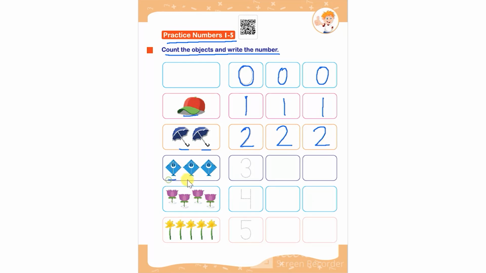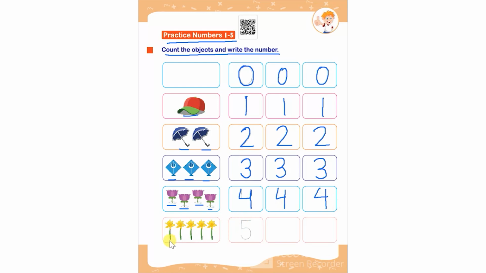After that, there are 1, 2, 3 objects given over here. So the child has to trace the number 3 and then they have to write the number 3 on their own in the next two boxes. After that, there are 1, 2, 3, 4 objects. So the child has to trace the number 4 given over here and then they have to write the number 4 in the next two boxes.